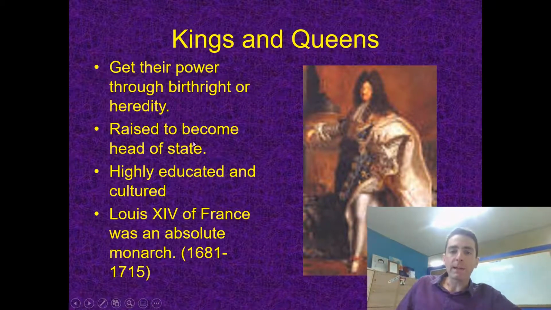People were raised to become heads of state, so these kings and queens would have been schooled from a very young age in how to behave and how to speak and how to present themselves, so that their power, when they became ruler, would be more easily maintained. Highly educated and cultured. They would have had fantastic tutors and things like that, who taught them a wide range of subjects. Louis XIV of France was an absolute monarch, before he had his head chopped off during the French Revolution. That was 1681 to 1715.